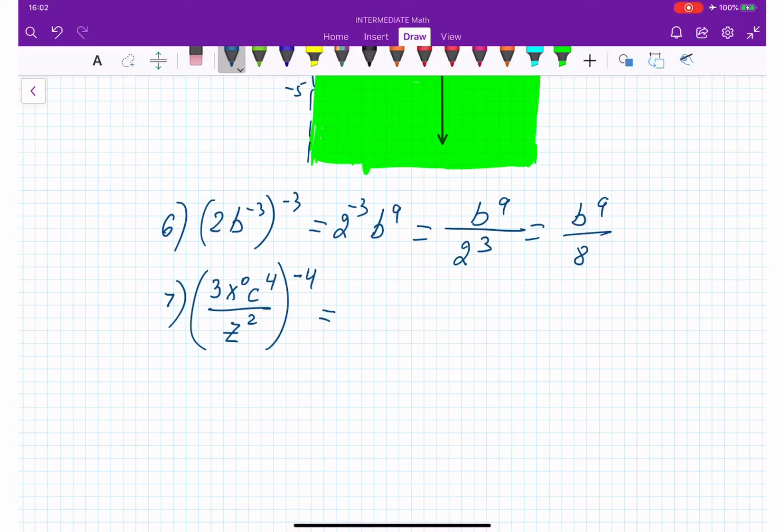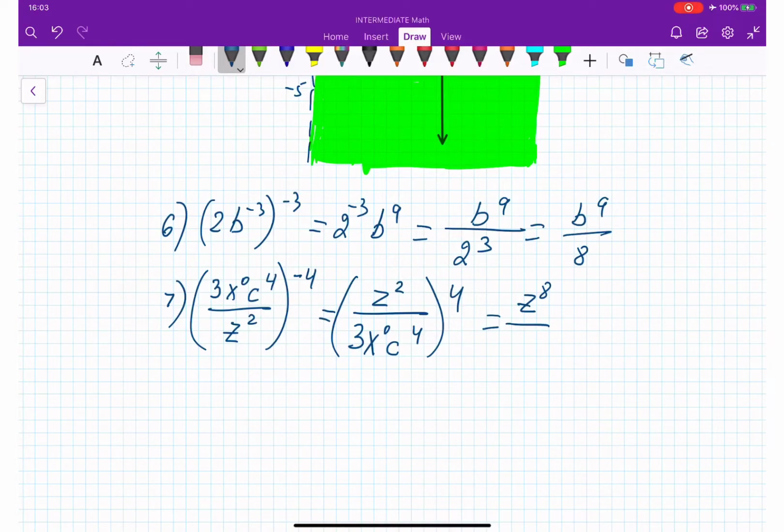Okay, so what do we get? Because I have a negative here, I'm going to flip the fraction, which means whatever is at the denominator will become the numerator, and whatever is at the numerator will go to the denominator. And all this is going to be to power positive 4 because I got rid of the negative. So we get z to power 2 to power 4, power to power. It's going to be z to 8. We multiply.